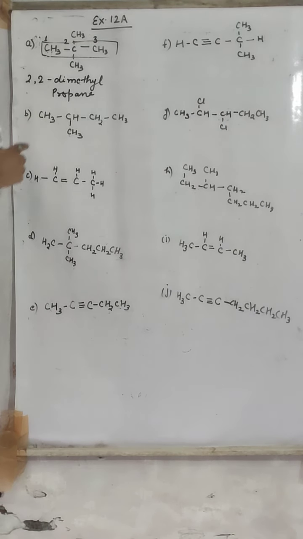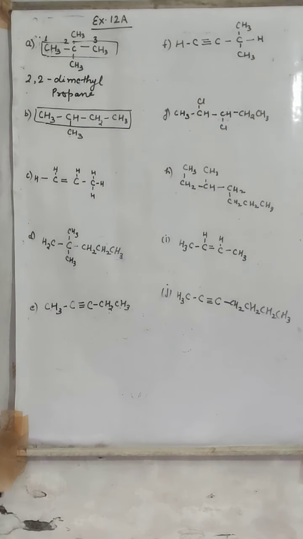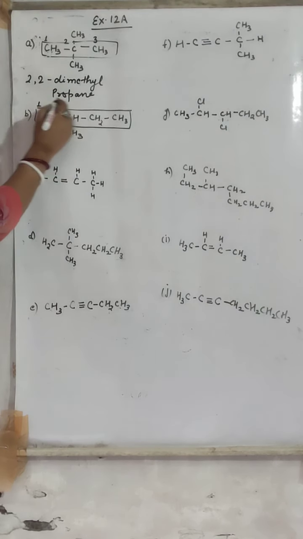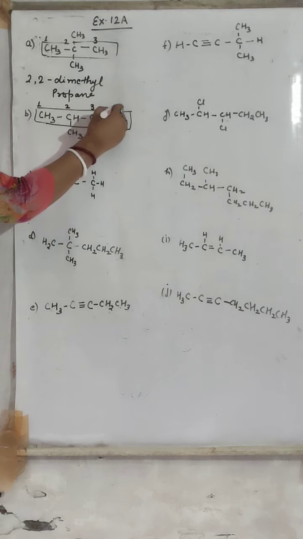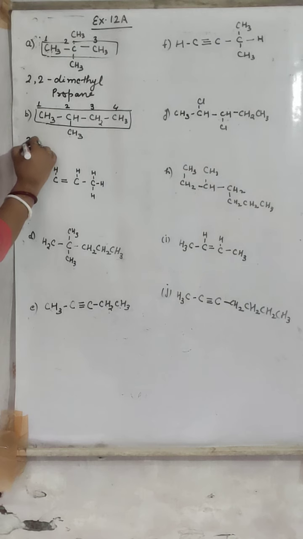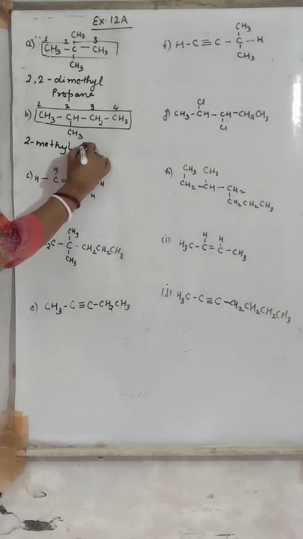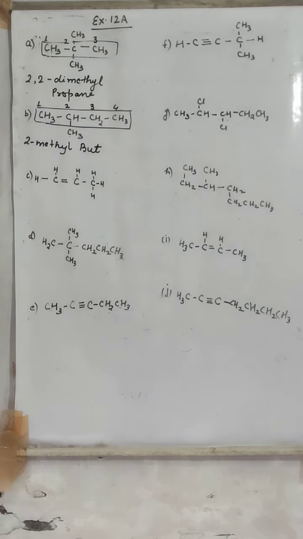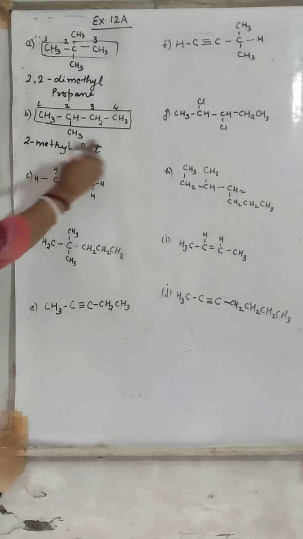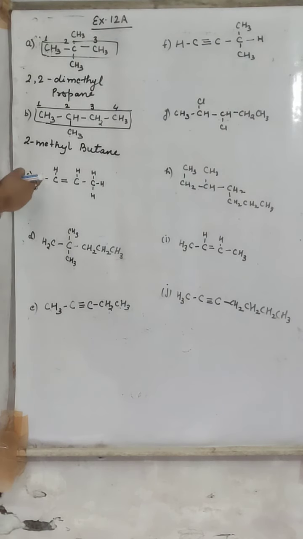Next one. The longest chain will be this. Now we will start numbering from where this alkyl will get the smallest possible number. So from here 1, 2, 3 and 4, right? At the second position what is there? Methyl. So we will describe first 2 methyl. How many carbons are there? 4 carbons. For 4 carbons we use but. All the single bonds are there, that is why ane. 2-methylbutane.